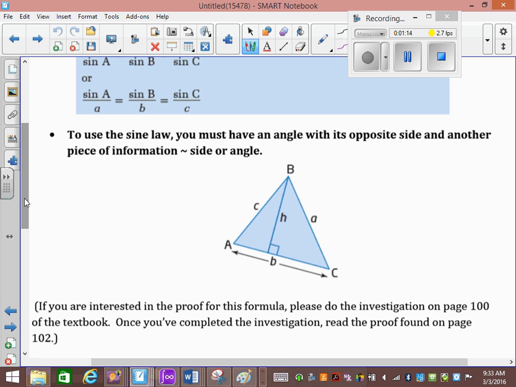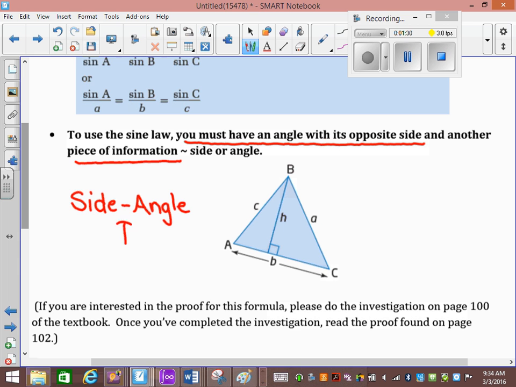So to use the sine law, you must have an angle with its opposite side and another piece of information. So you need to have a side angle pair to use sine law. If you don't have a side angle pair, you're going to have to use cosine law. So today, obviously, you're going to always have a side angle pair.